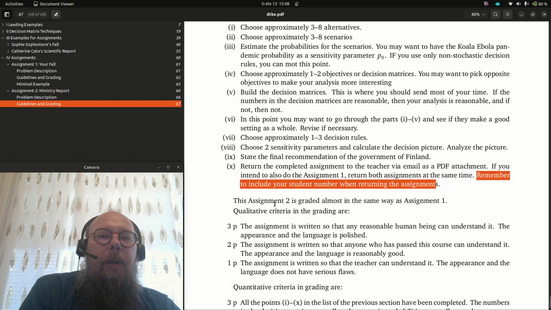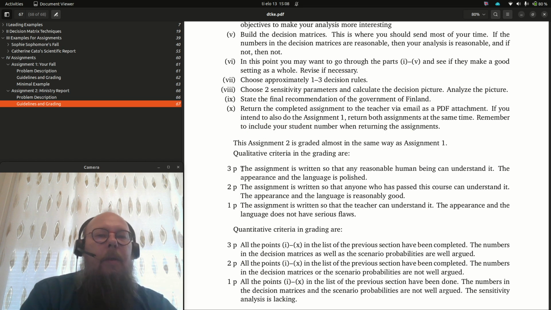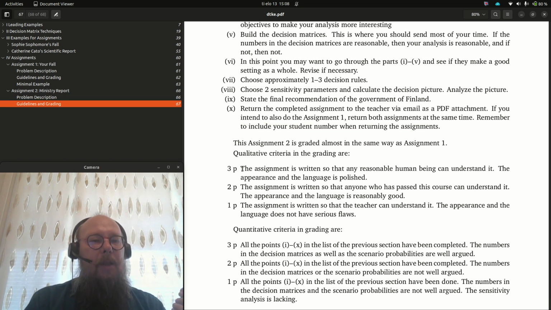And about how it's graded, so the assignment 2 is graded almost in the same way as assignment 1. So there are qualitative and quantitative criteria. So the qualitative criteria is 3 points. For 3 points, it has to be written in such a way that anyone, any reasonable person can understand the solution. And the appearance, how it looks like, and the language is polished. So it looks good. And there are no typos like in this lecture notes. So do as I said, not as I do.